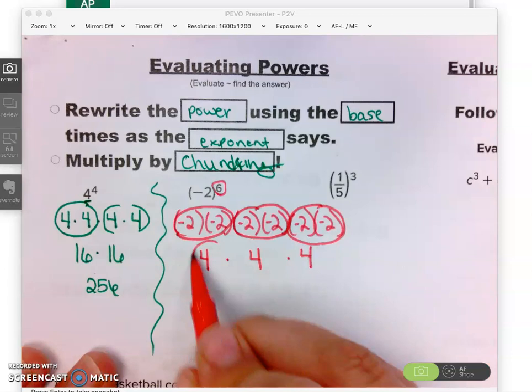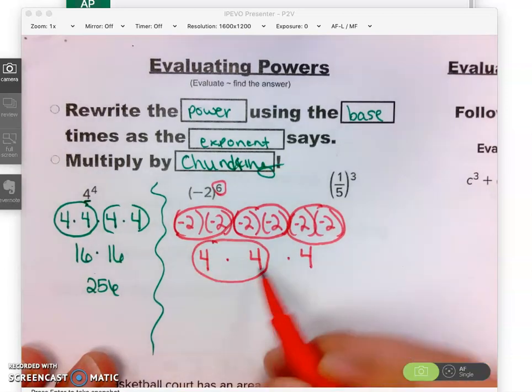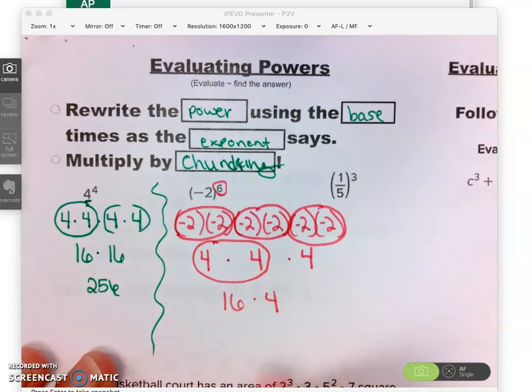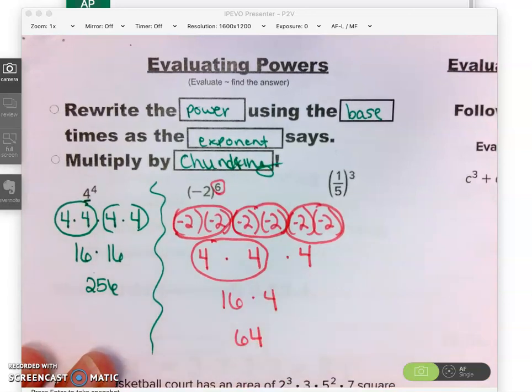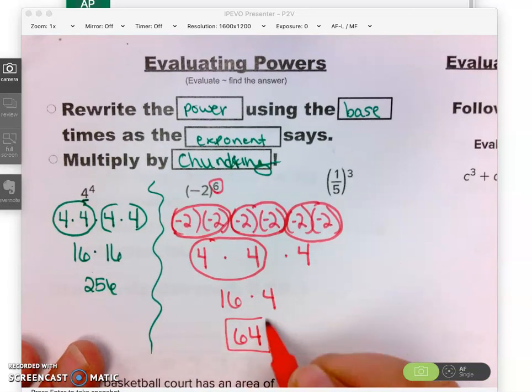And then I can chunk these together again. 4 times 4 is 16. Times 4, I believe, is 64. And that would be my answer.